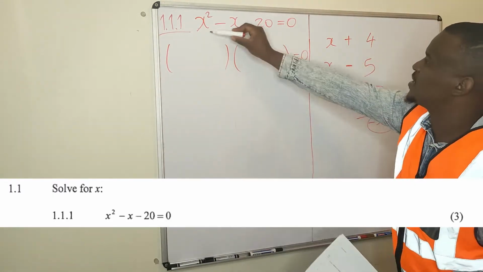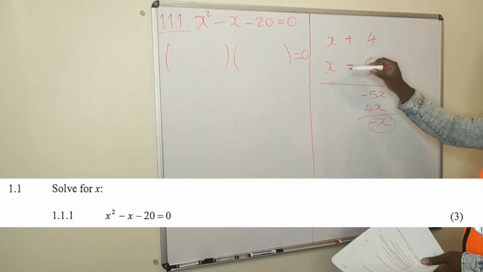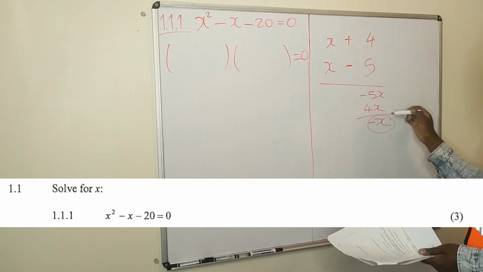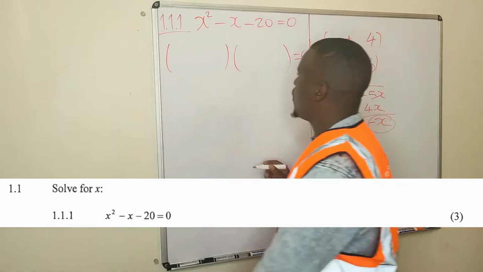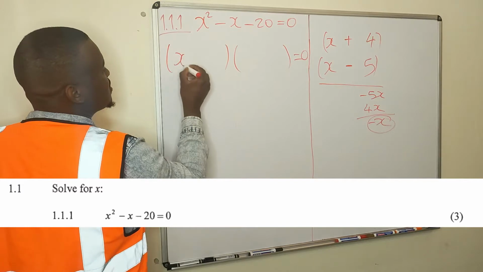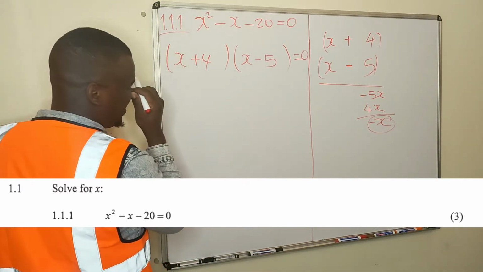So this times this is that. This times this is that, and then when you add the cross multiplication of these factors, you get negative x. So these are your factors. So what you put here is x plus 4 and x minus 5, right?